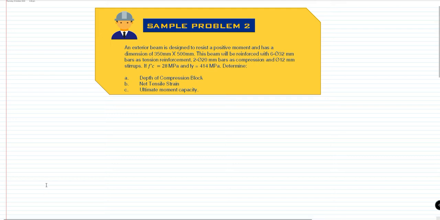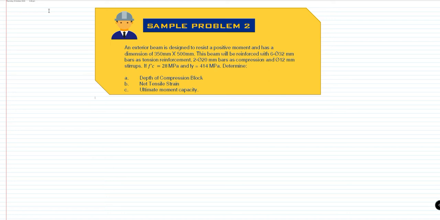So, to start, syempre, coming from the problem itself, hindi sinabi kung ano yung layout nung 6 na diameter 32 mm bars na tension reinforcement. So, we would like to check if that is a single layer or a 2-layer reinforcement. So, para magawa natin yon, we have to check for the clear spacing of the bars.